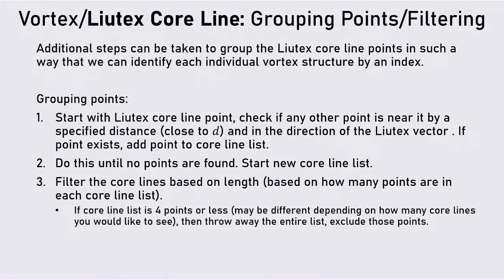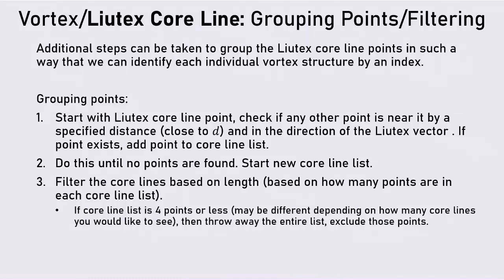So to do that, we start with one of the Liutex core line points. We check if any point is near it by a specific distance, and that is also in the direction of the Liutex vector. So if that point exists, then we add that point to our current core line point list. If we are at a point and no other point satisfies the list, then we start a new core line list. Continue to do this until you're done.